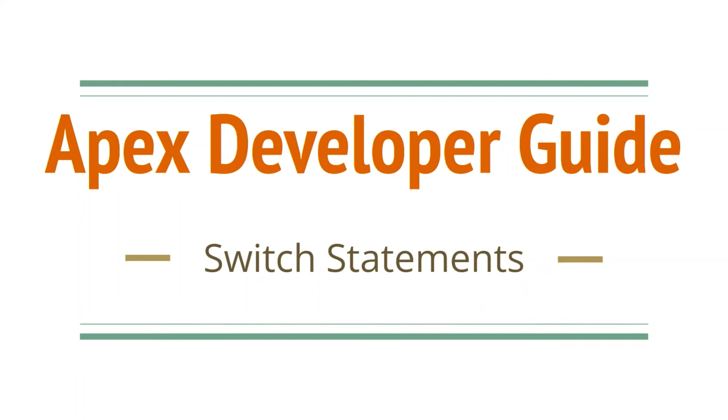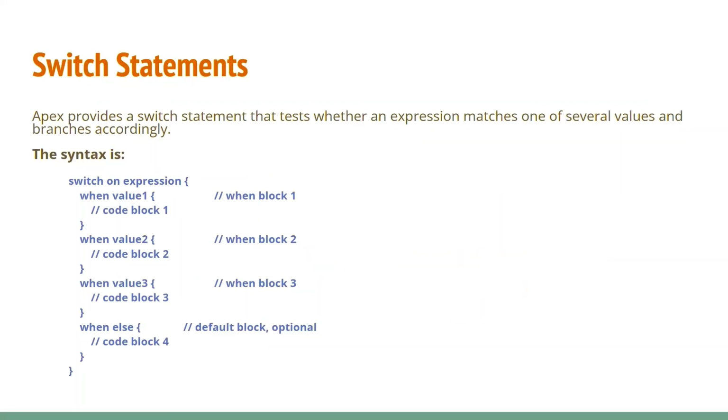Then we have switch statements. Apex provides a switch statement that tests whether an expression matches one of several values and branches accordingly. For example, we have switch on expression. If the value of that expression is 1, then code block 1 will be executed. If the value is 2, then code block 2 will be executed. If the value is 3, then code block 3 will be executed. If it is not 1, 2, or 3, then code block 4 will be executed.